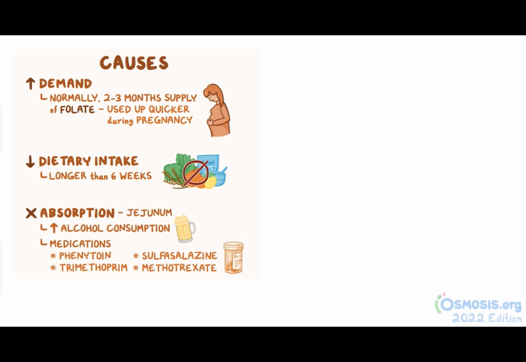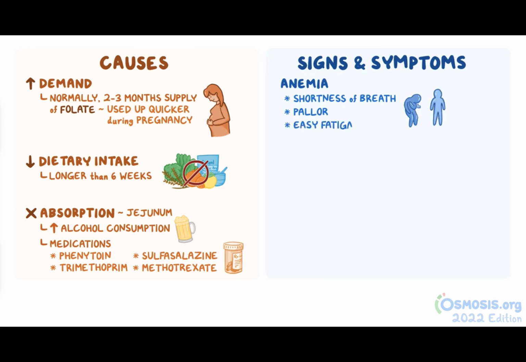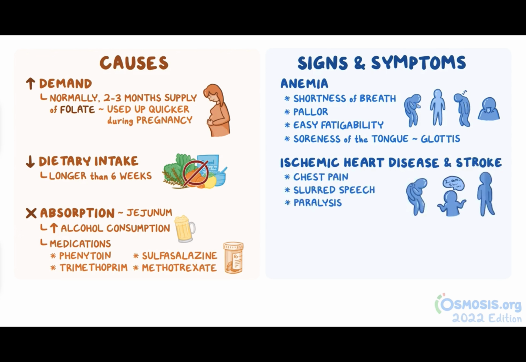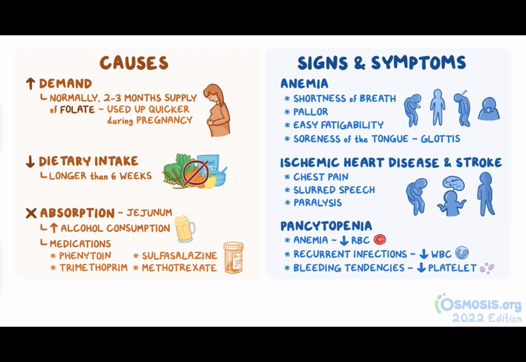absorption from the jejunum. Folate deficiency most commonly causes signs and symptoms of anemia, like shortness of breath, pallor, and easy fatigability, as well as soreness of the tongue due to glossitis. In some cases, they may also present with signs and symptoms of ischemic heart disease, like chest pain, or signs of stroke, like slurred speech and paralysis. Lastly, long-standing cases of severe folate deficiency may also present with features of pancytopenia like anemia due to low red blood cell count, recurrent infections due to low white blood cell count, and bleeding tendencies due to low platelet count.